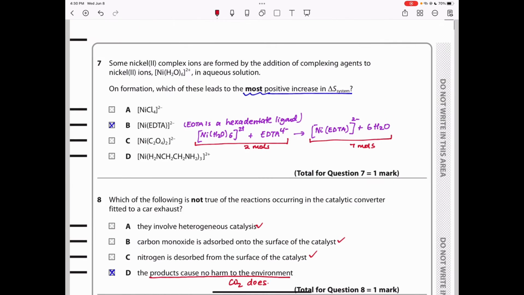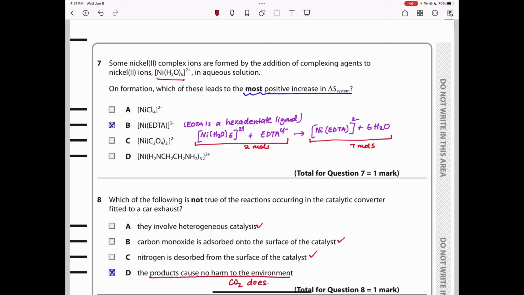I will go straight to question 7. Question 7 says, some nickel complex ions are formed by the addition of complexing agents to nickel ion. So here we see, of course, this hexaaqua in aqueous solution. On formation, which of these leads to the most positive increase in delta S of solution?